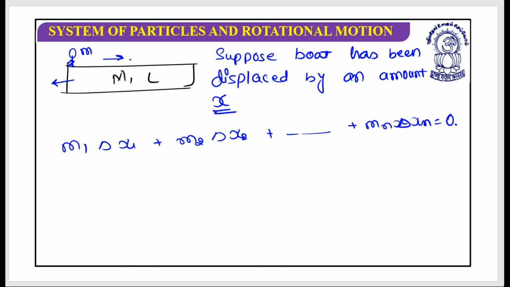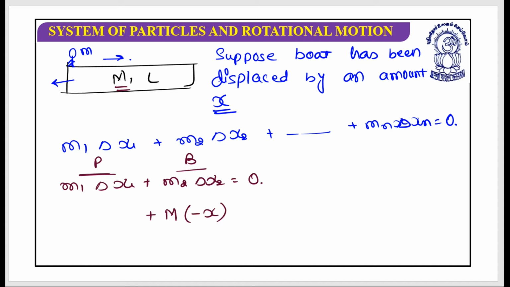Here I have two objects, one boat and another person. So I could write it as m1 delta x1 plus m2 delta x2 should be equal to 0. This is the person, this is the boat. First let's talk about the boat. The boat is going to be displaced by an amount x, but the boat is going to move in the negative x direction, so I should write M into minus x, plus the person's term, equals 0.